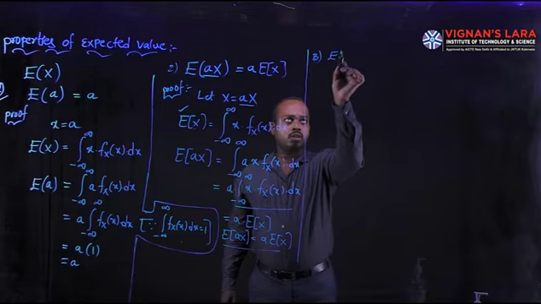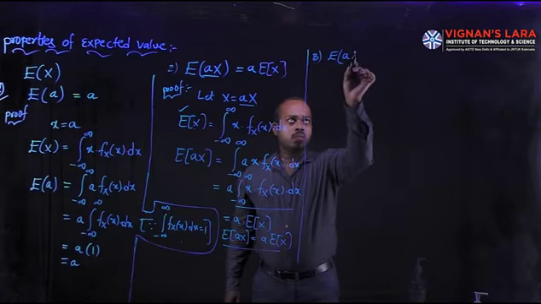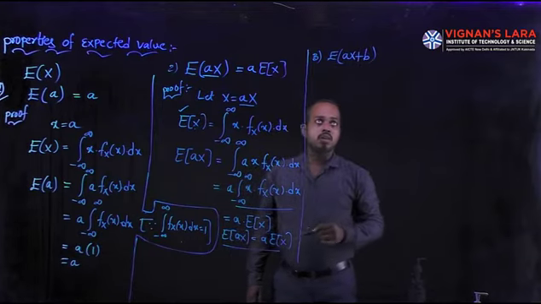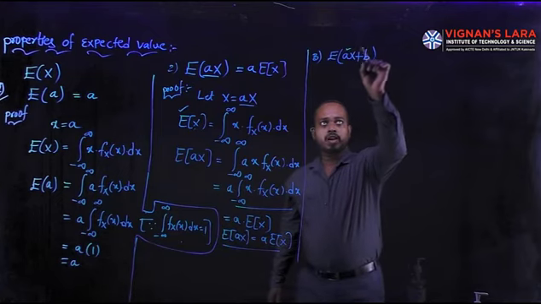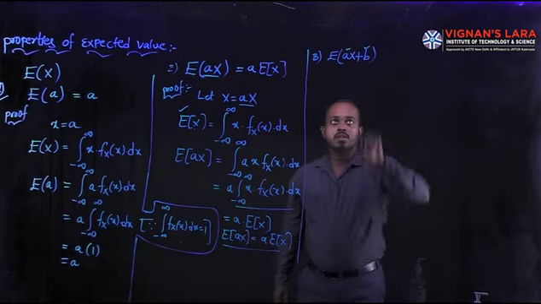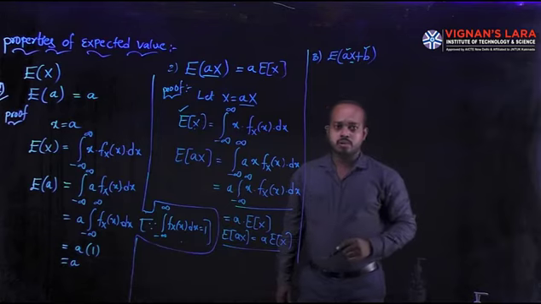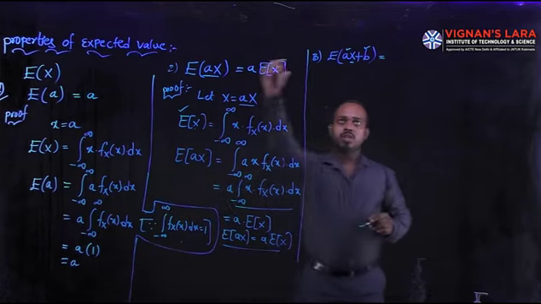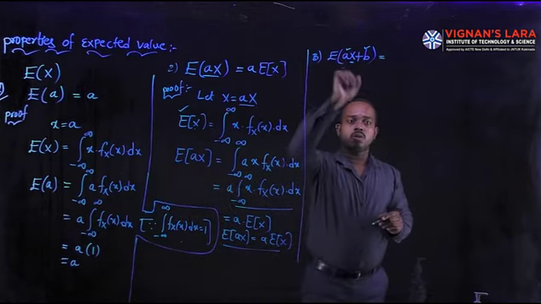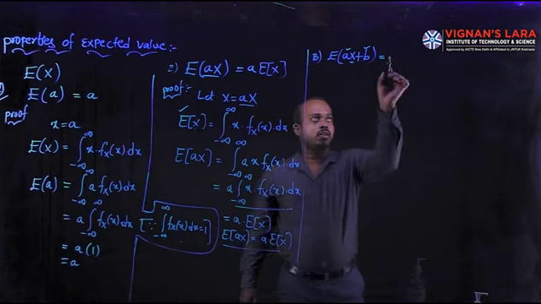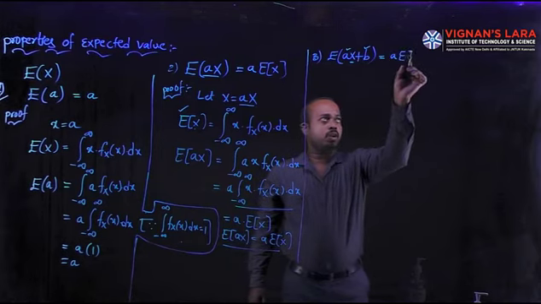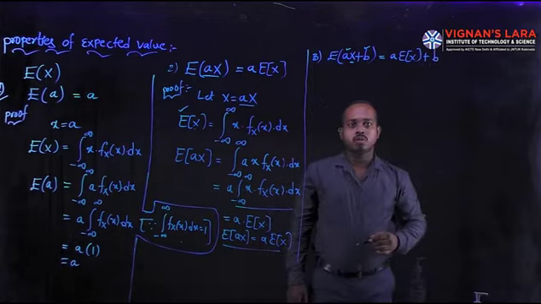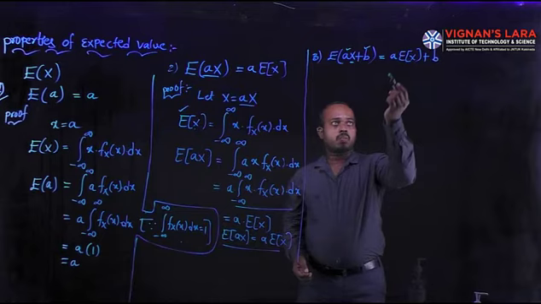The linear function expected value: here I am considering the linear function is ax plus b. In this function, small a and small b both are constants, and capital X is a random variable. Now you can apply the expectation on this linear function. What is the value you are obtaining? Here you can write a into expectation of x plus b.